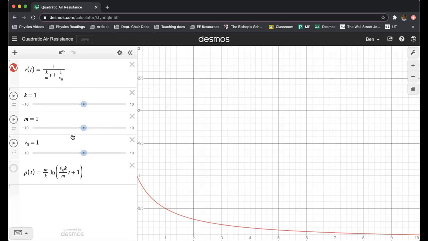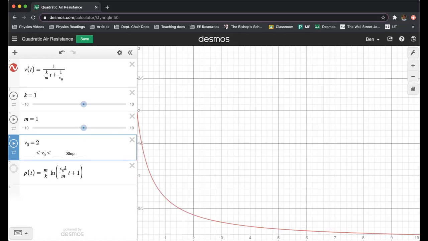What should happen? If the initial velocity increases, then this whole curve should shift up, because we would expect the velocity to start at the initial velocity. So if I change the initial velocity to 2, let's say, the whole curve shifts up. And you can see that happening. The drop off is still quick, but you can see the starting point shift up.